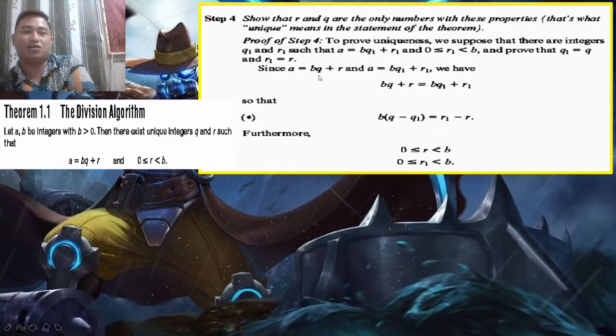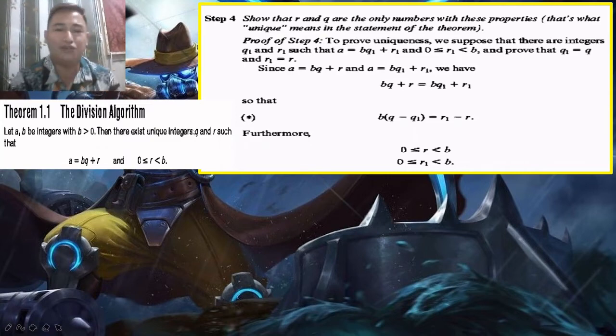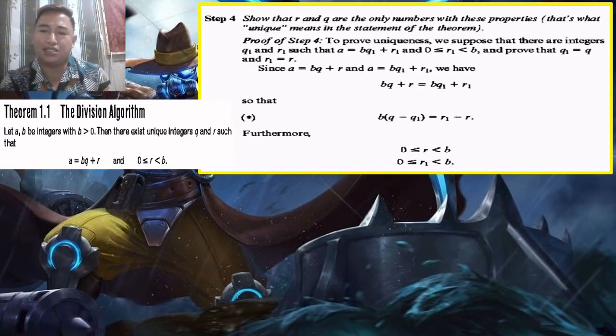So since A is equal to BQ plus R and also A is equal to BQ1 plus R1, we have BQ plus R is equal to BQ1 plus R1. Okay, so we move BQ1 to the other side, so it becomes minus BQ1. Then factor out B. So B times Q minus Q1 is equal to, okay, copy R1. Then R transfers to the other side.